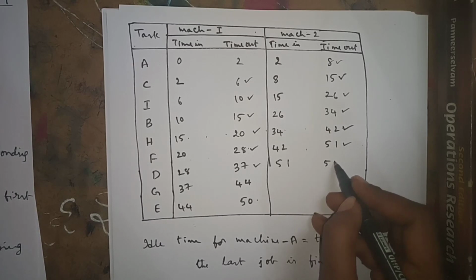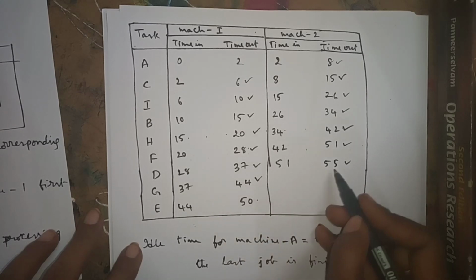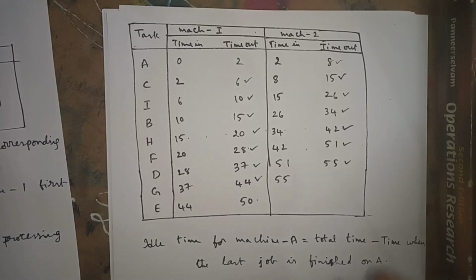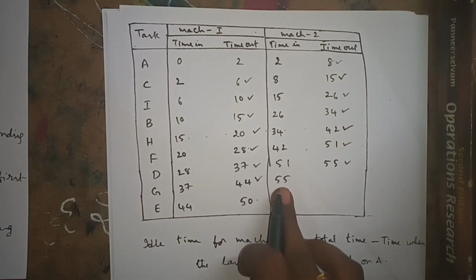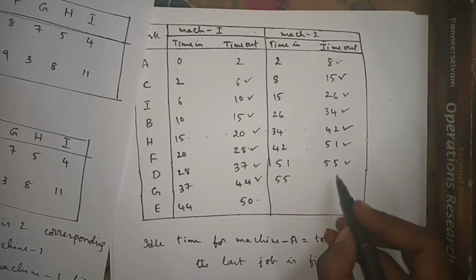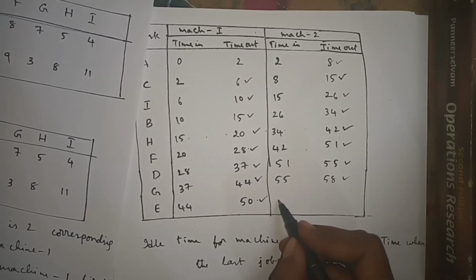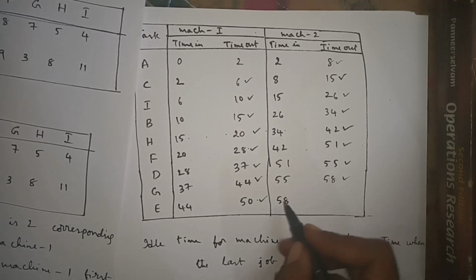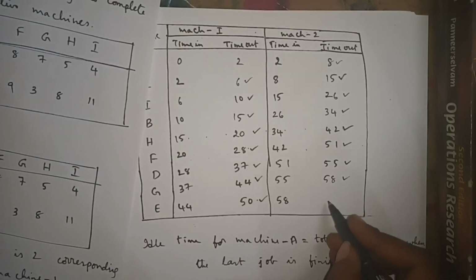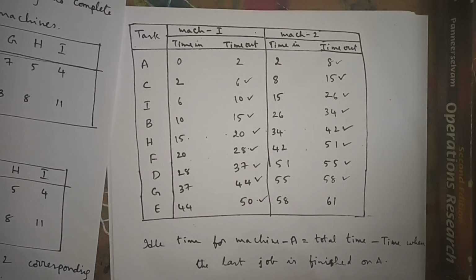51 plus 4, 55. Which one is maximum? 44, 55. Maximum is 55. That's why 55. Identify which one is maximum and that only we should write. Now 55, for G machine B, how much? Machine 2, for G 3. 55 plus 3, 58. Now 58, 50. Out of these two maximum is 58. For E machine B is 3. 58 plus 3, 61. Like this you have to compare and write the maximum value only.